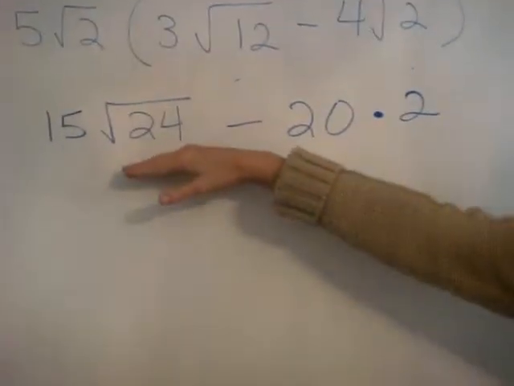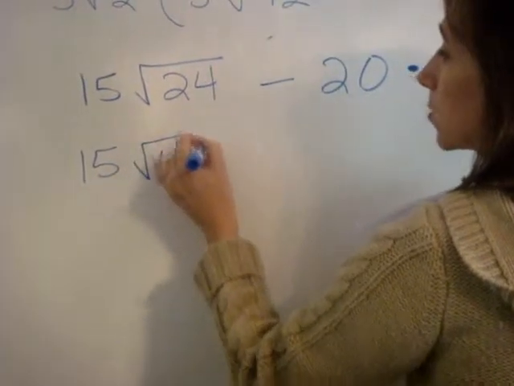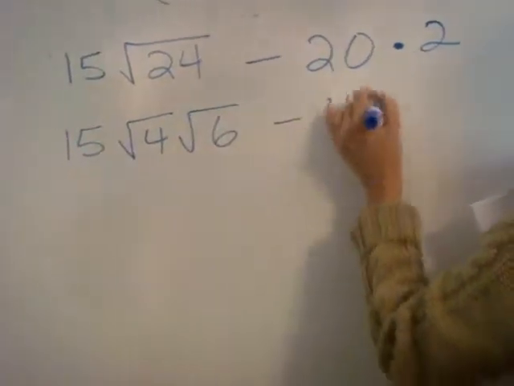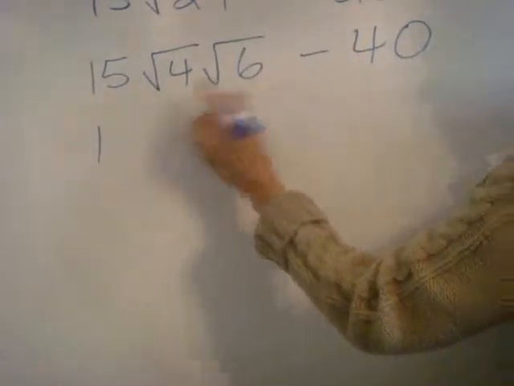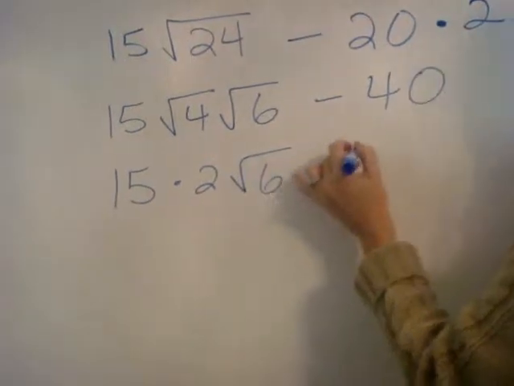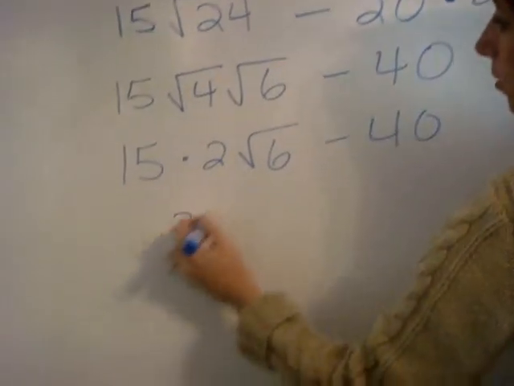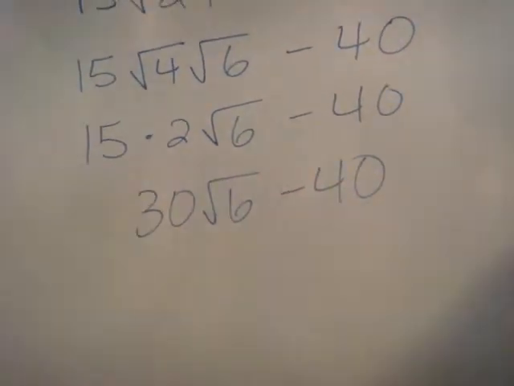Now we can simplify the square root of 24. That's going to be the square root of 4 times the square root of 6 minus 40. Square root of 4 is 2. These are all multiplied together. So it's 15 times 2 square root of 6 minus 40. And so it's going to be 30 square root of 6 minus 40. Looks easy when I do it, doesn't it?